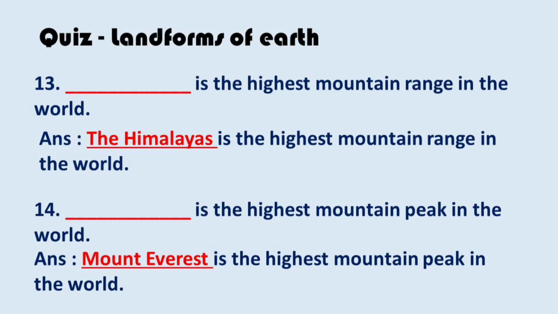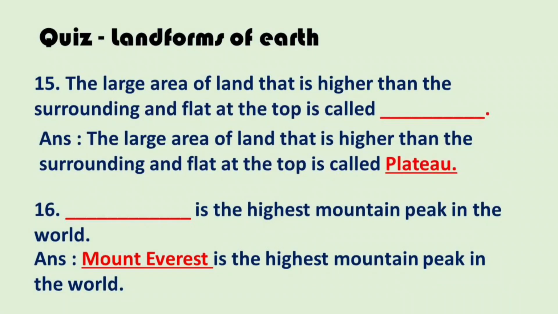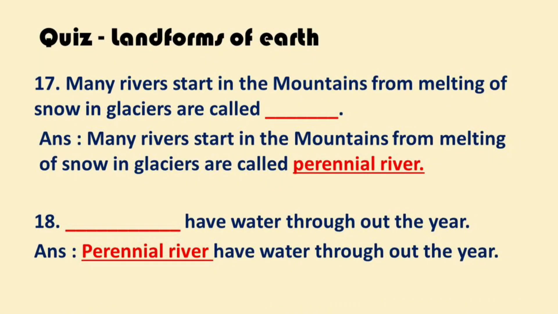14. Dash, is the highest mountain peak in the world. Answer is, Mount Everest is the highest mountain peak in the world. 15. The large area of land that is higher than the surrounding and flat at the top is called dash. Answer is, the large area of land that is higher than the surrounding and flat at the top is called plateau. 17. Many rivers start in the mountains from melting of snow in glaciers are called dash.